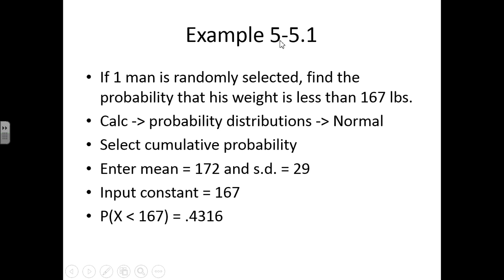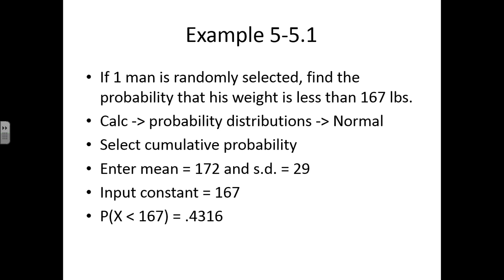So let's look at an example. Here's chapter 5, section 5, number 1. Part A says, what is the probability that one man has a weight less than 167 pounds? Well, this is the exact same problem we were doing in the last lecture.